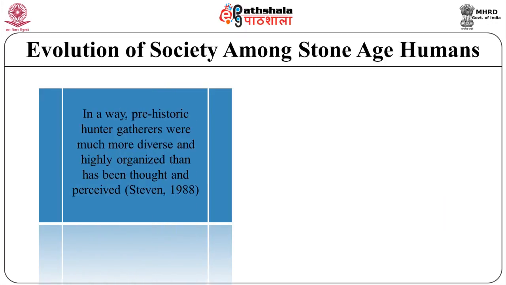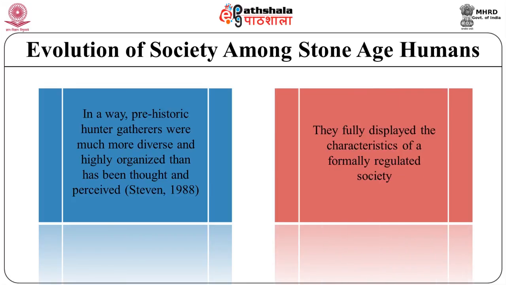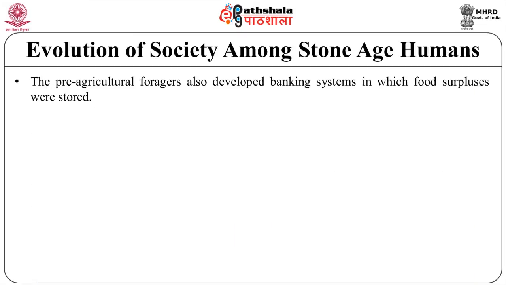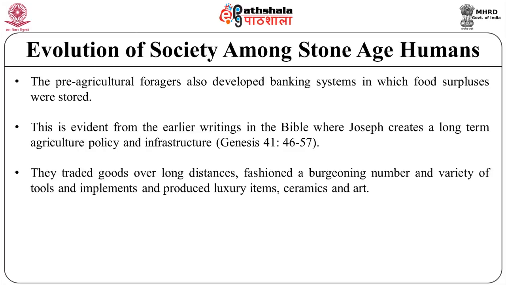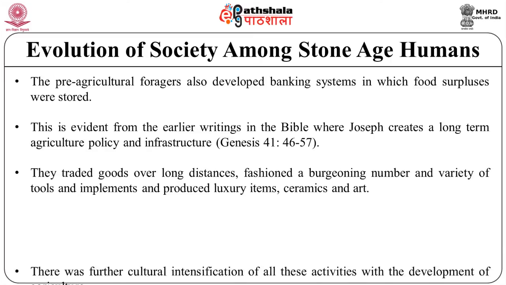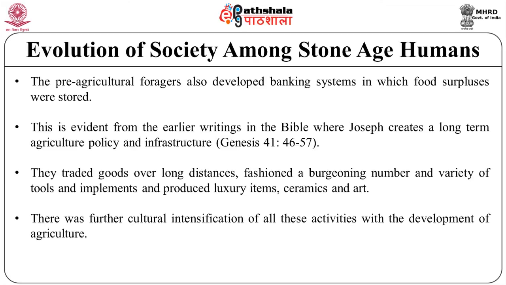In a way, prehistoric hunter-gatherers were much more diverse and highly organized than has been thought and perceived. They fully displayed the characteristics of a formally regulated society. The pre-agricultural foragers also developed a banking system in which food surpluses were stored. This is evident from the earlier writings in the Bible, where Joseph creates a long-term agriculture policy and infrastructure. They traded goods over long distances, fashioned a burgeoning number and variety of tools and implements, and produced luxury items, ceramics and arts. There was further cultural intensification of all these activities with the development of agriculture.